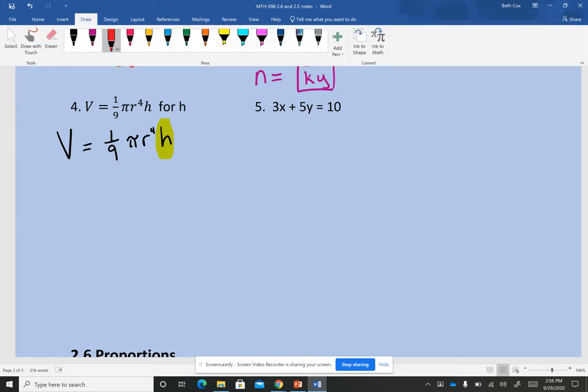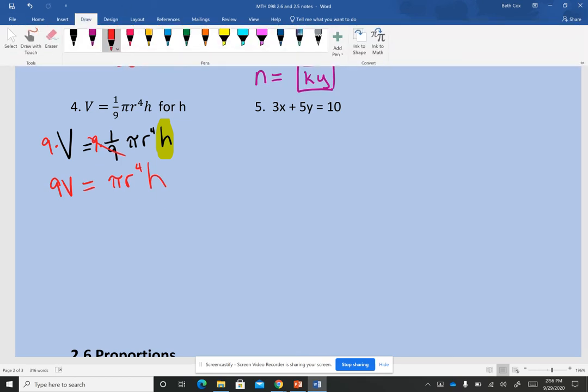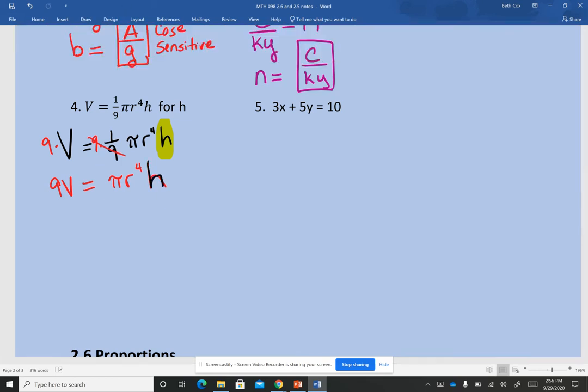So now, just like before, I want to get rid of the fraction, so I'm going to go ahead and do the 9 first. Multiply by 9, and that gets rid of the fraction. And I have 9v equals pi r to the fourth h. Again, you'll watch, I'm not going to do anything to that h because that's what I'm solving for.